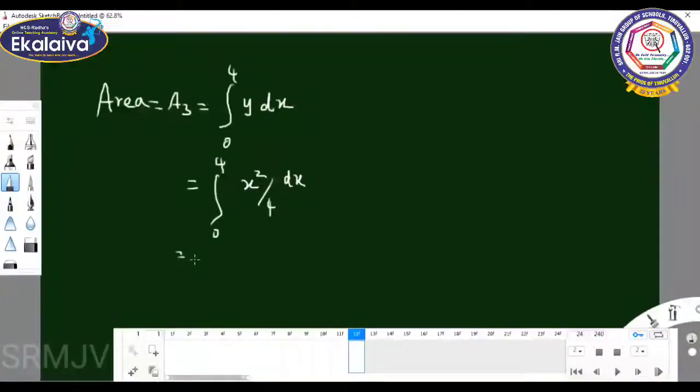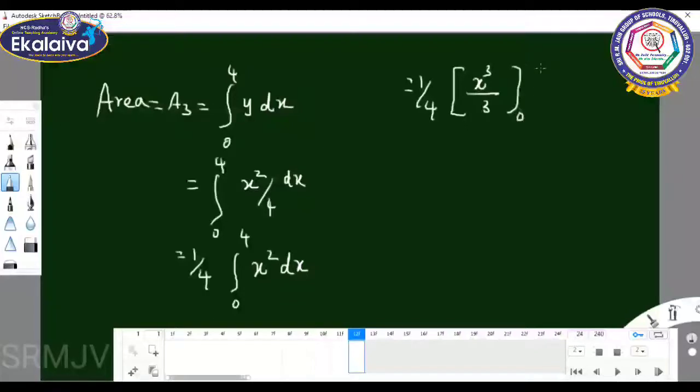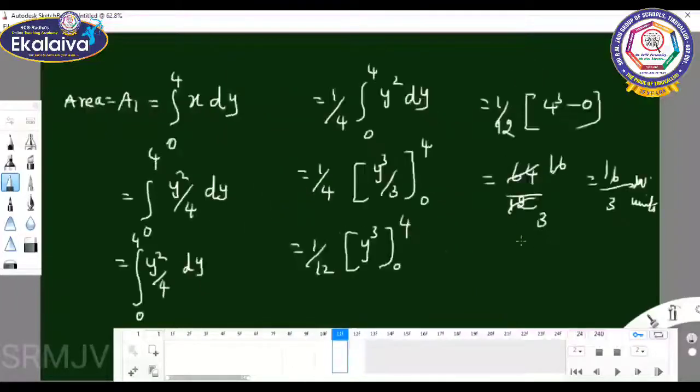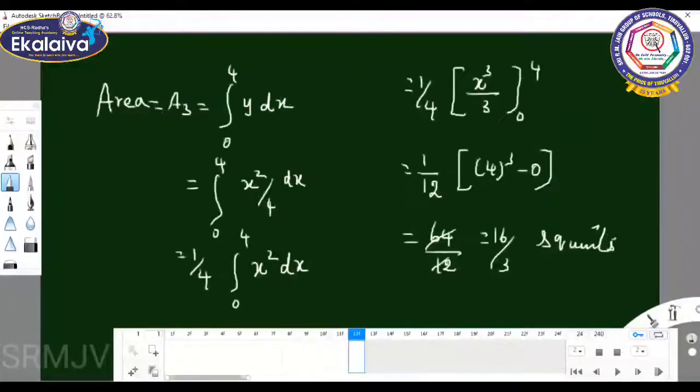So 1 by 4 you can take out, the integral from 0 to 4 of x square into dx gives 1 by 4 into x cube by 3, the limit is 0 to 4. So 1 by 12 into x cube, upper limit minus lower limit. The same way, 64 by 12 cancels to give 16 by 3 square units. So the A1 area is 16 by 3 and the A3 area is 16 by 3.